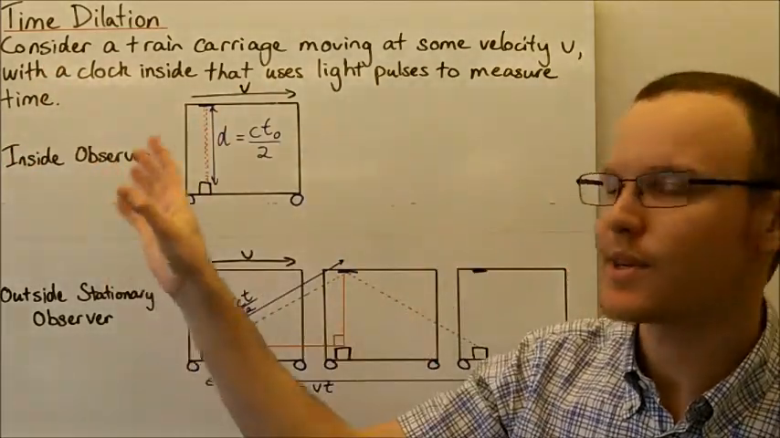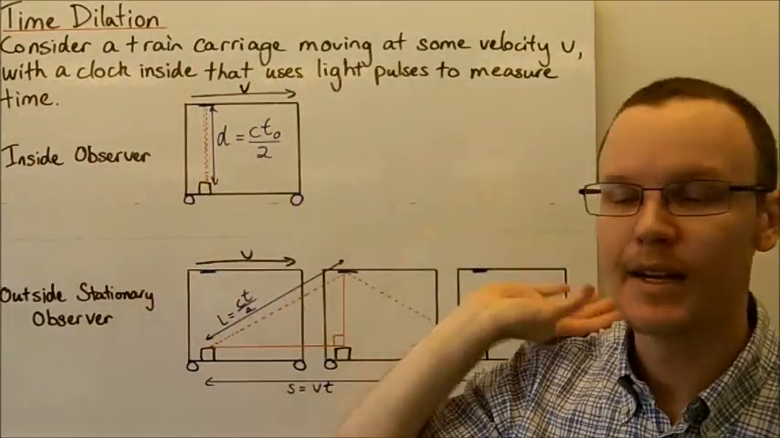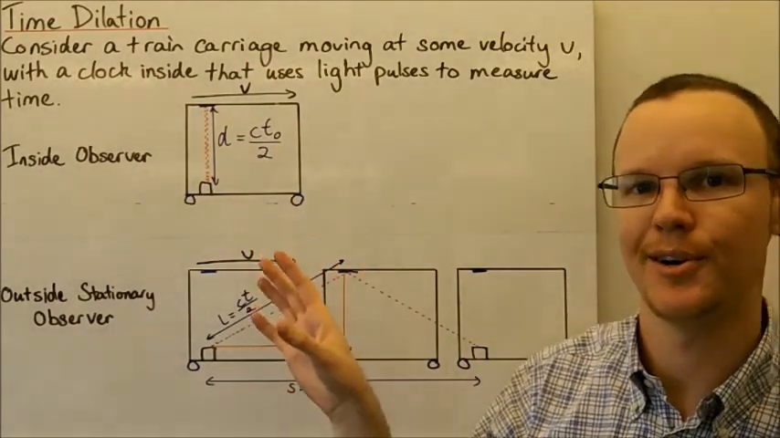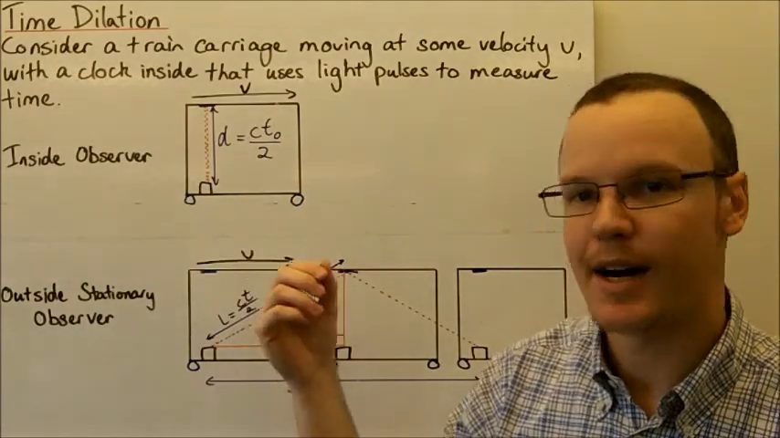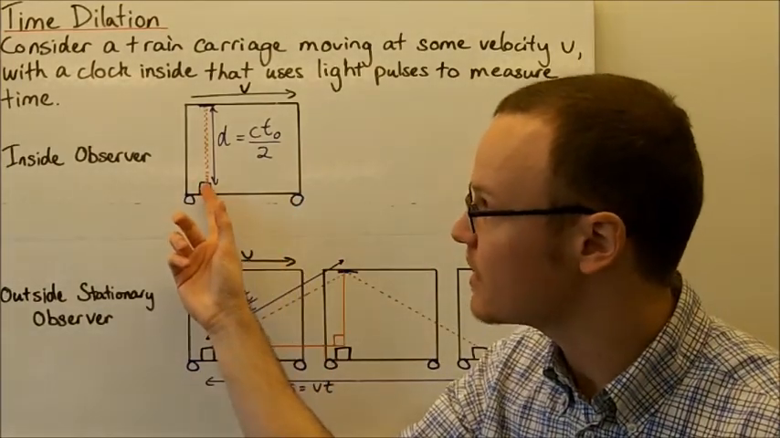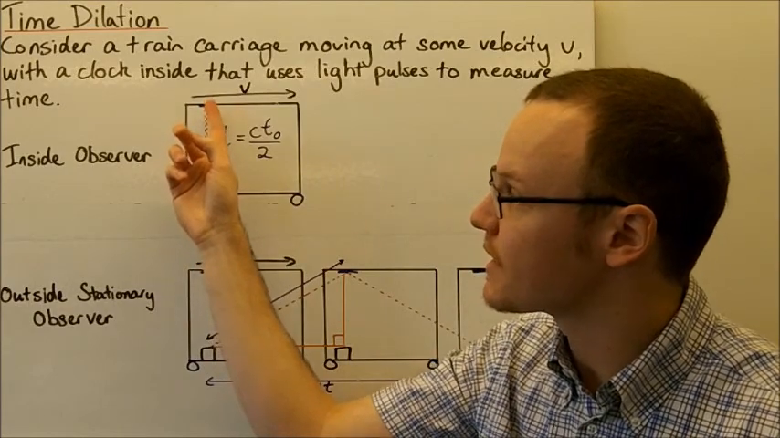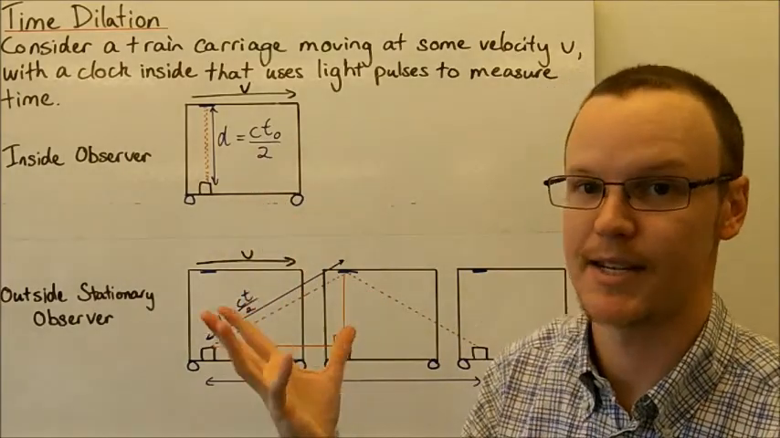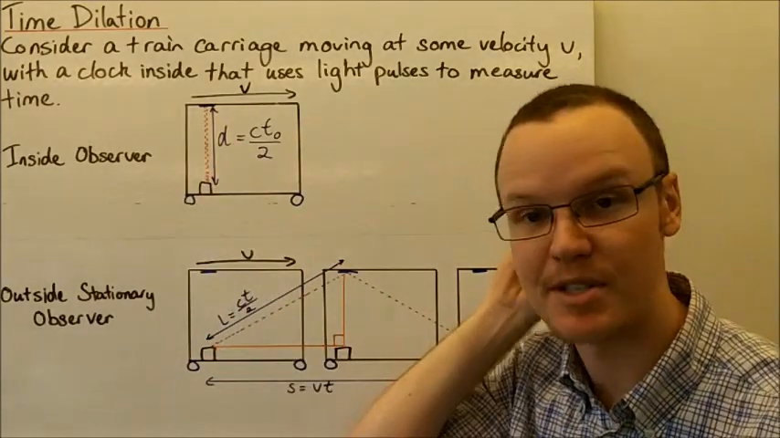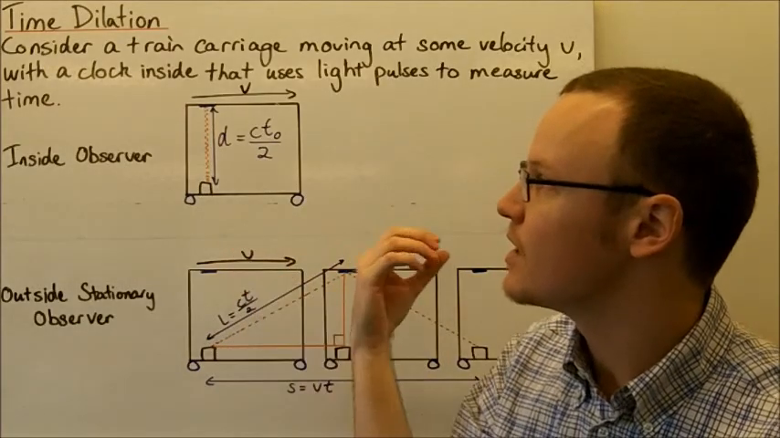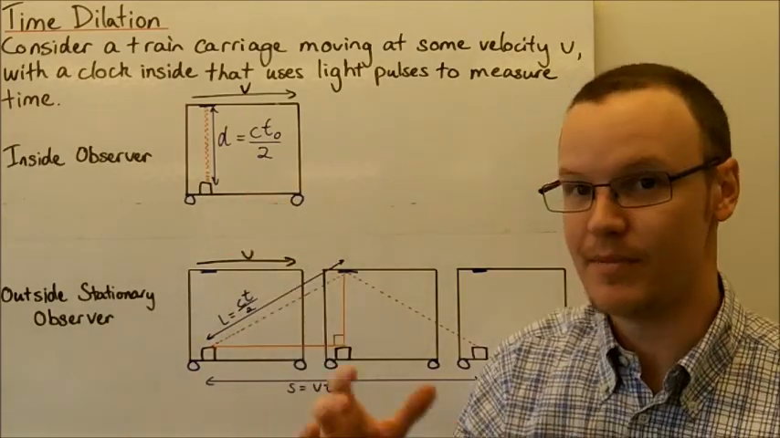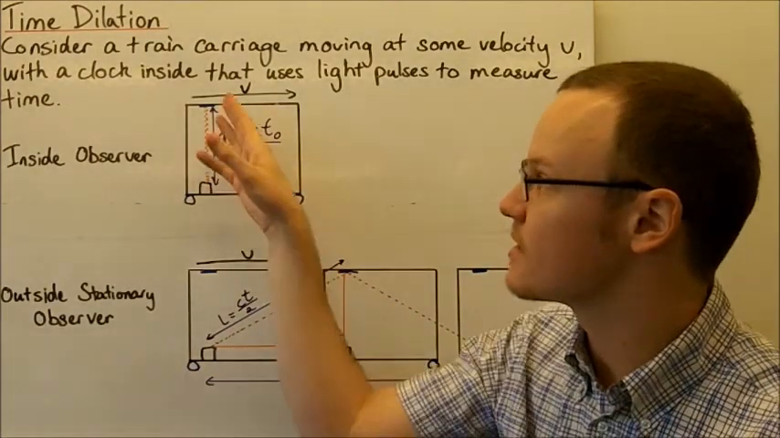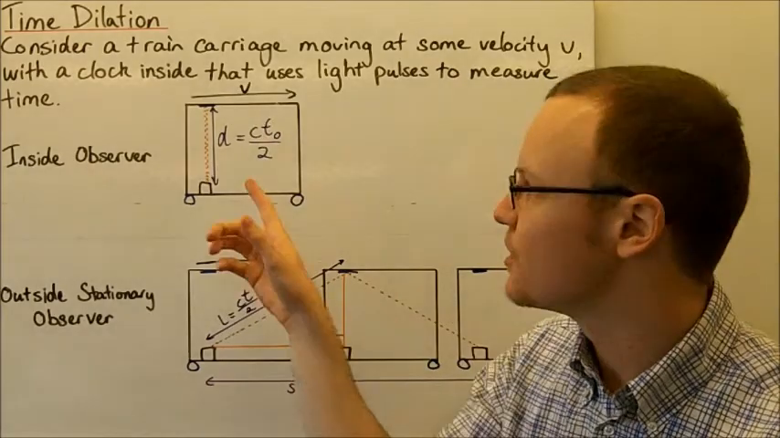So let's consider a train carriage moving at some velocity v with a clock inside that uses light pulses to measure time. A light pulse is emitted from the emitter here, reflected off the ceiling, and collected back in the sensor. It's sensed, and the time difference is measured. We can use just the normal distance formula to determine what distance this is going to be based on the time that is measured.